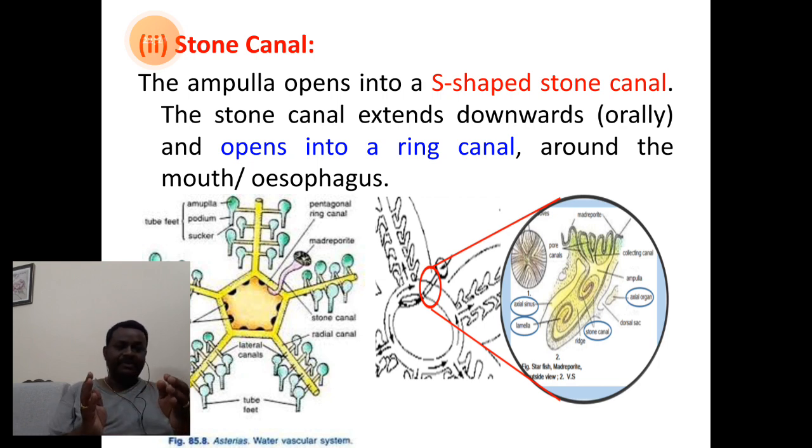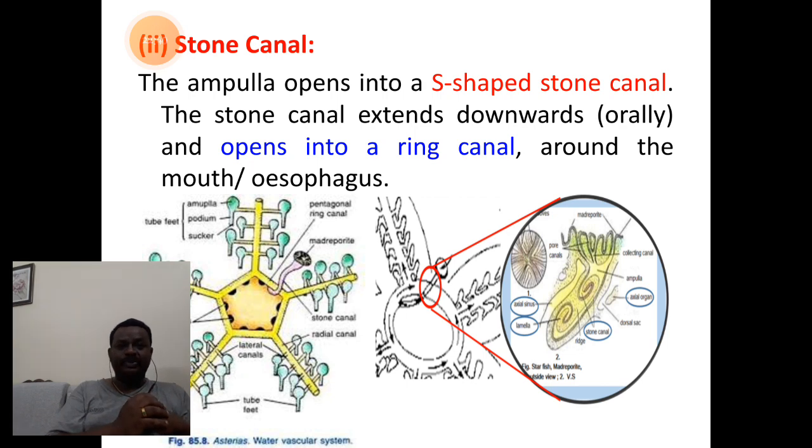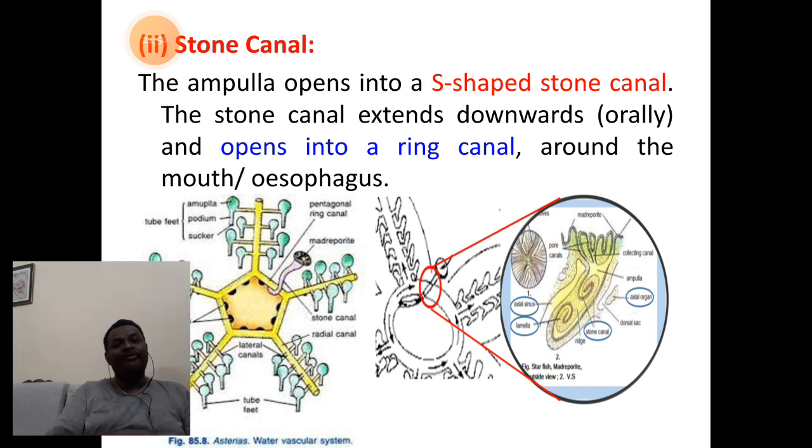Inside, the wall is very thick and shows a lining of ciliated or flagellated epithelium, which helps in cleaning the water again. If you look at the diagram here, on the right side, the stone canal is shown as an enlarged part towards the extreme right. It is a part that continues down from the ampulla of Madreporite.